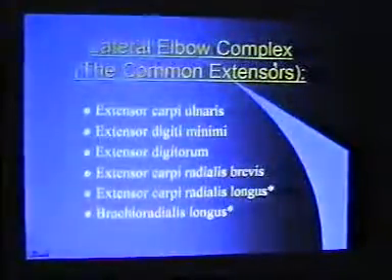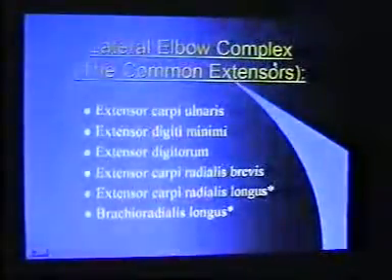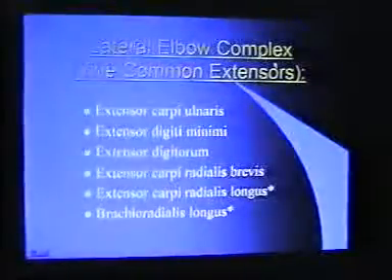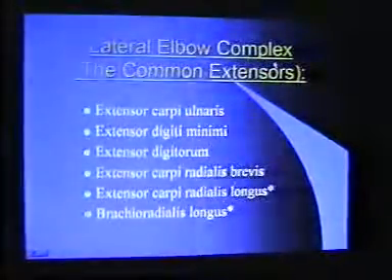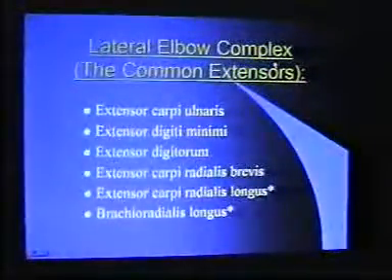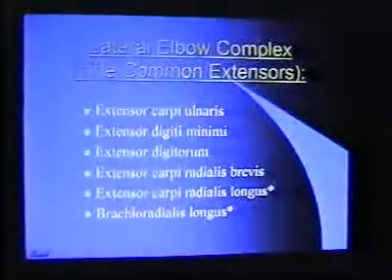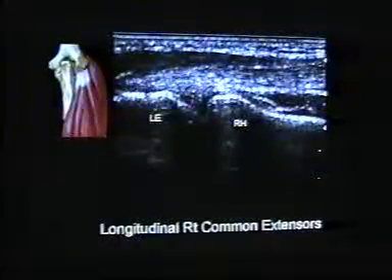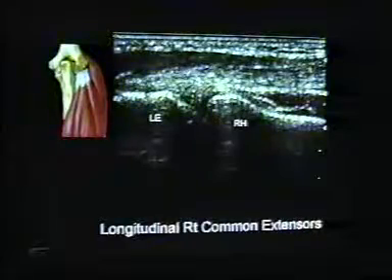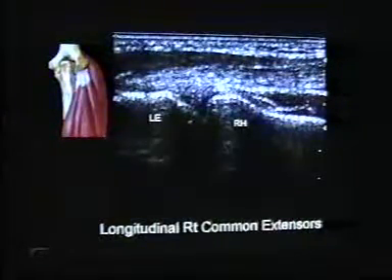The lateral elbow complex is called the common extensors. These include extensor carpi ulnaris, extensor digiti minimi, extensor digitorum, extensor carpi radialis brevis, extensor carpi radialis longus, and brachioradialis. These are the common extensor tendons which are attached here. Here you can correlate it with anatomy.